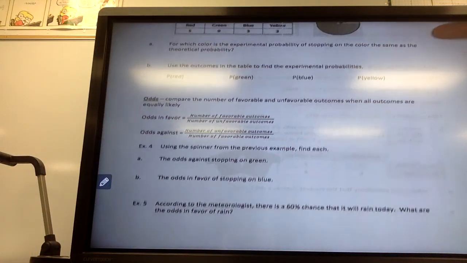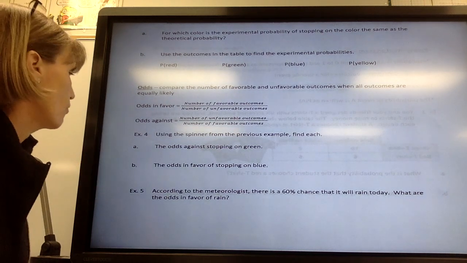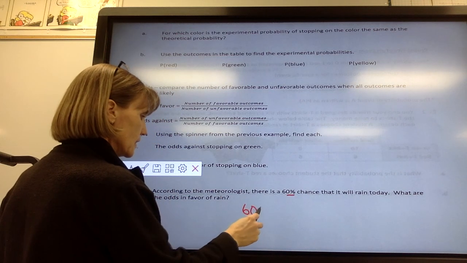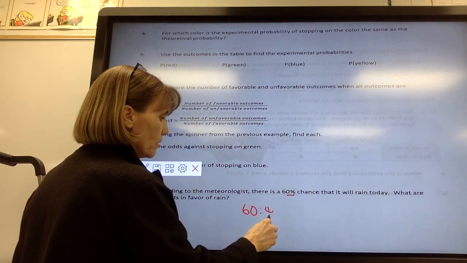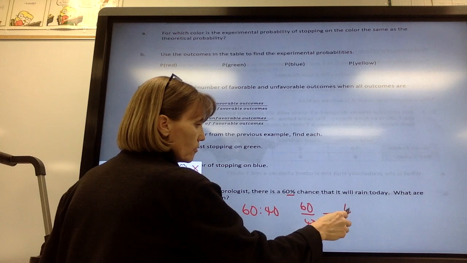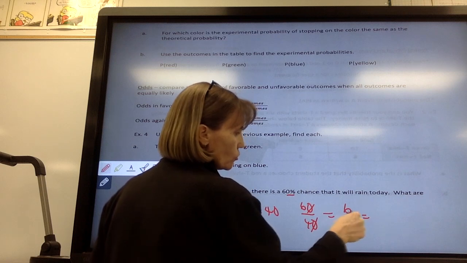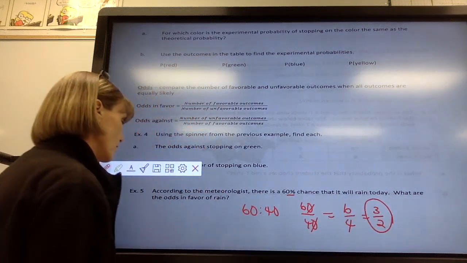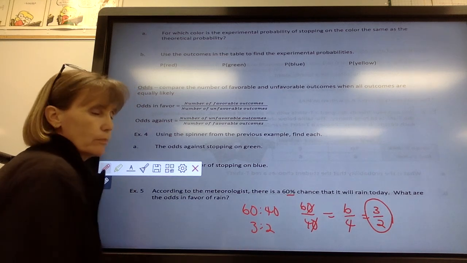Okay, and then example 5. According to the meteorologist, there's a 60% chance that it will rain today. What are the odds in favor of rain? So 60% is favorable, so it would be 60. That means what's the percent that it's not going to rain today, or what's unfavorable? And that would be 40. Or you could say 60 over 40, and we would reduce that. We could reduce that to 6 over 4 by canceling a 0, and then that still reduces down. 2 goes in there 3 times, so 3 over 2. So my odds of it raining is 3 to 2. You could leave it like this, and it would still simplify down to 3 to 2.